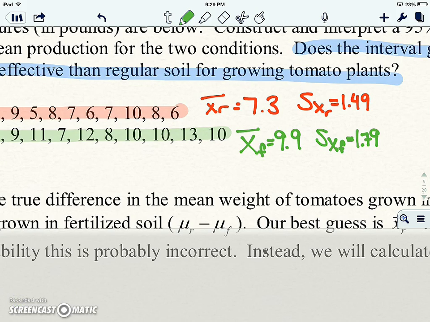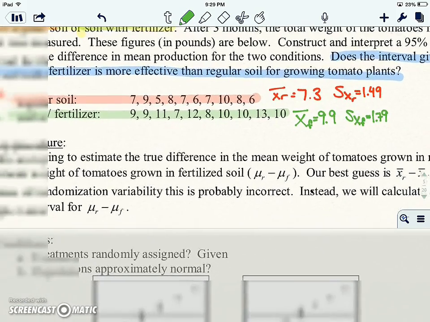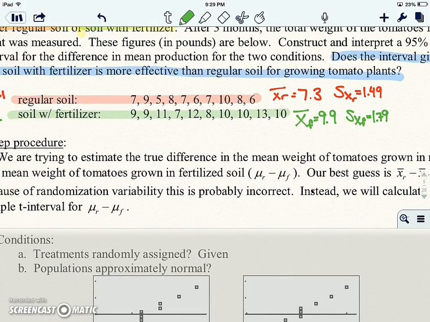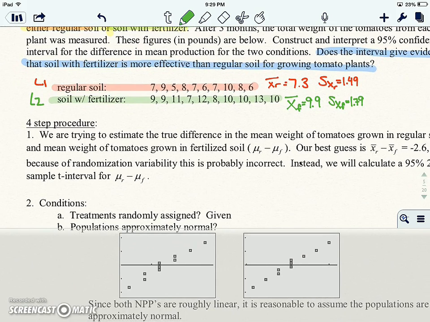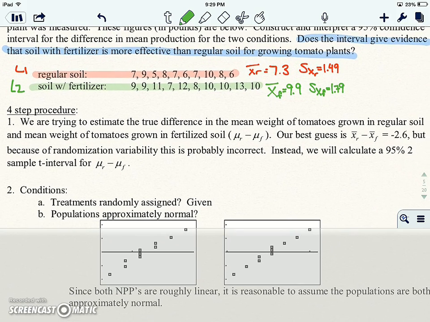I went ahead and wrote in the mean and the standard deviation that we got from our calculator. And we're going to go ahead and do the 4 steps. We've basically already done everything, but we're going to write out our work now. So step number 1, we are trying to estimate the true difference in the mean weight of tomatoes grown in regular soil and mean weight of tomatoes grown in fertilized soil.